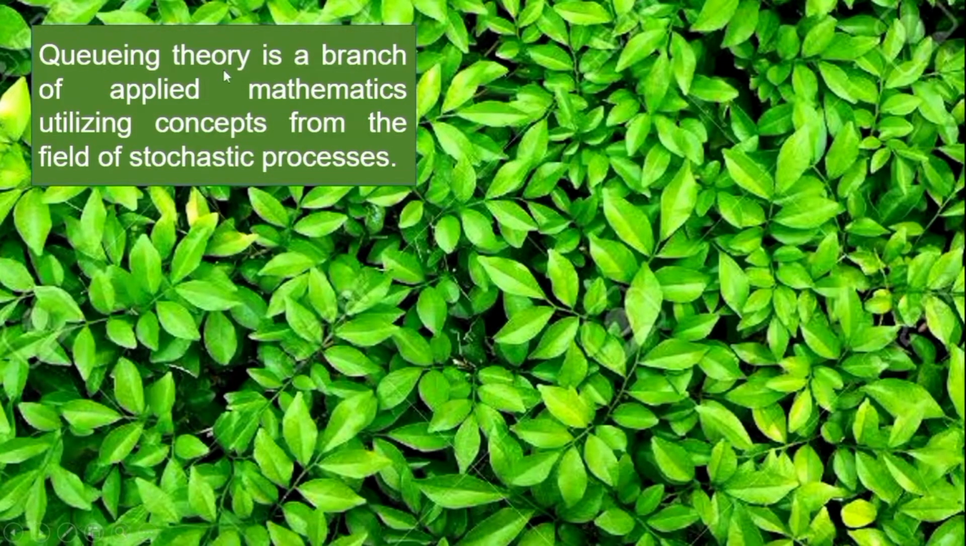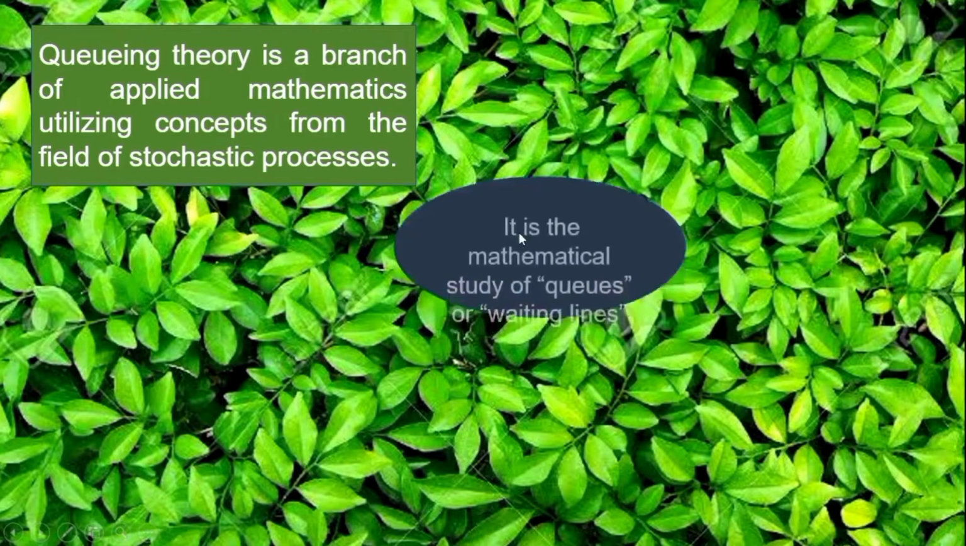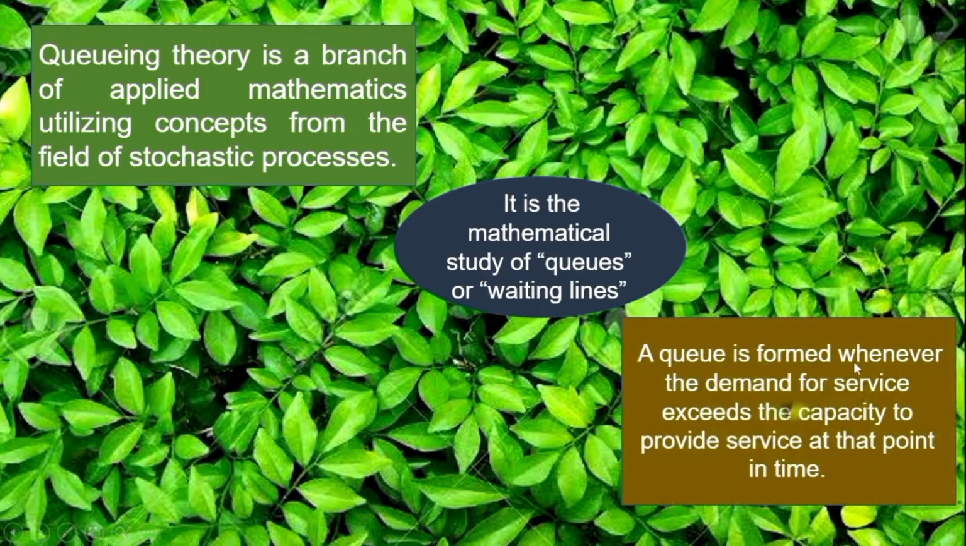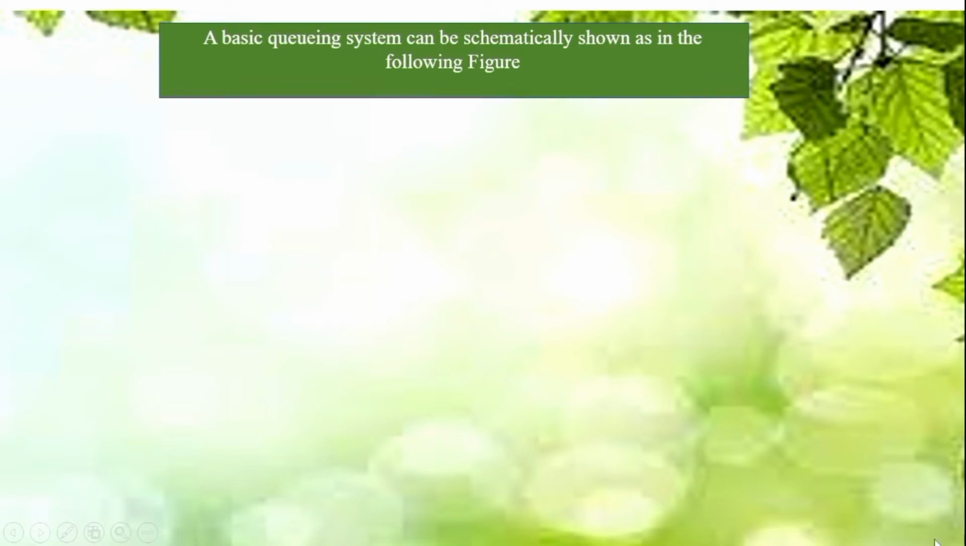Queuing theory is a branch of applied mathematics utilizing concepts from the field of stochastic processes. It is a mathematical study of queues or waiting lines. A queue is formed whenever the demand for service exceeds the capacity to provide service at that point in time. A basic queuing system can be systematically shown in the following figure.